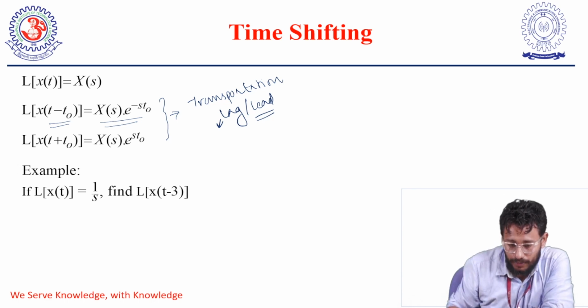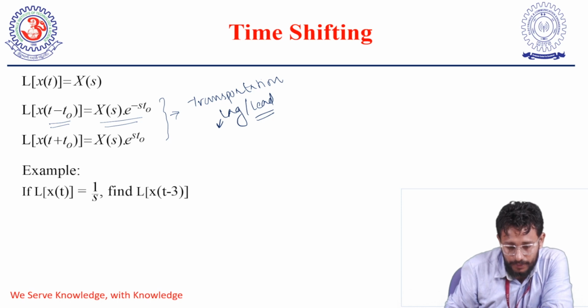Try to solve this particular example using the above property. Now I'm saying that the Laplace transform of x of t is 1 over s. Now I'm expected to find the Laplace transform of x of t minus 3. Try to apply this straight away.